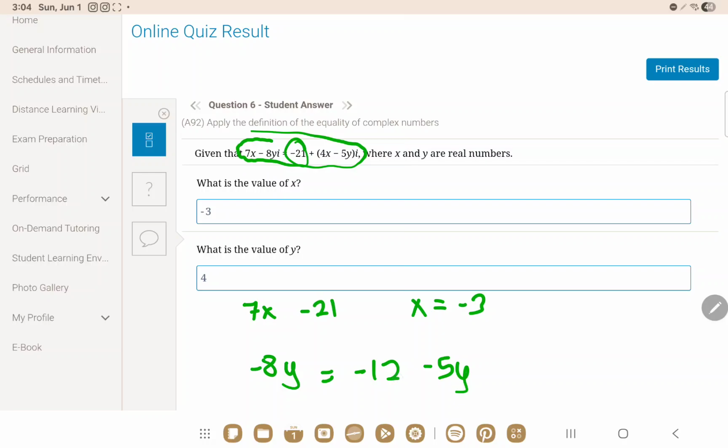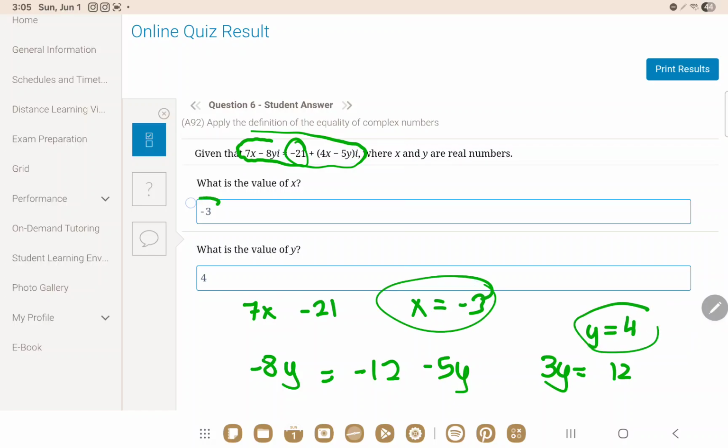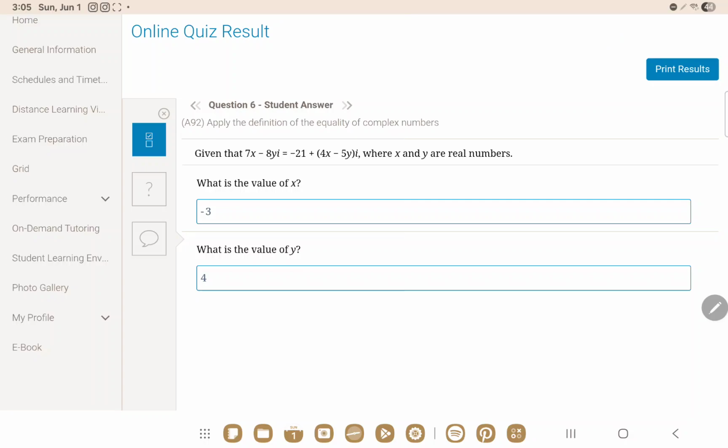What do you do now? You move all the like terms to one side. So negative 8y plus 5y gives you negative 3y equals negative 12. Negative will cancel with negative. You're left with 3y equals 12, y equals 4. And these are your two answers. Let's move on to the next one. So always remember, when you have this, all the real numbers without an i beside them are equal to each other, and all the imaginary numbers with an i beside them are equal to each other.